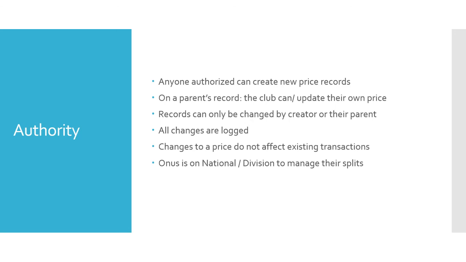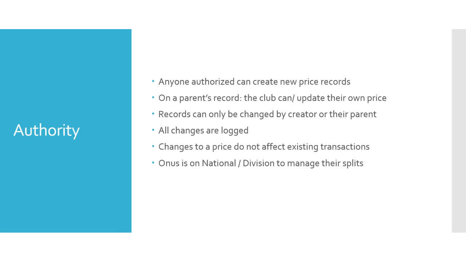All changes are logged. So there's a price log, a price change log. So if something happens and you're not sure who did it, you can always go and look. And if you change a price or change a property, it doesn't affect the transactions that have happened in the past. So if you decide to raise the price or something, that's fine. You're not going to automatically change everybody's invoice who's already purchased this particular thing.